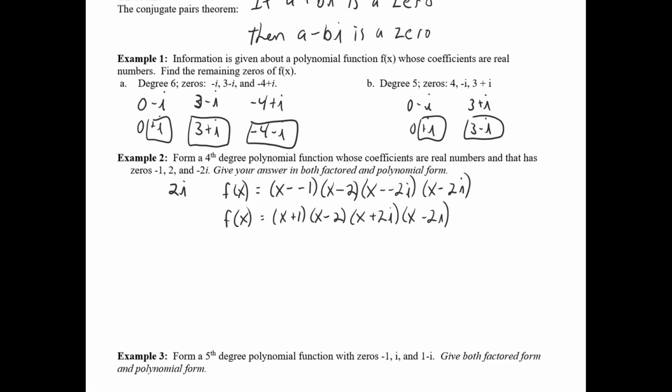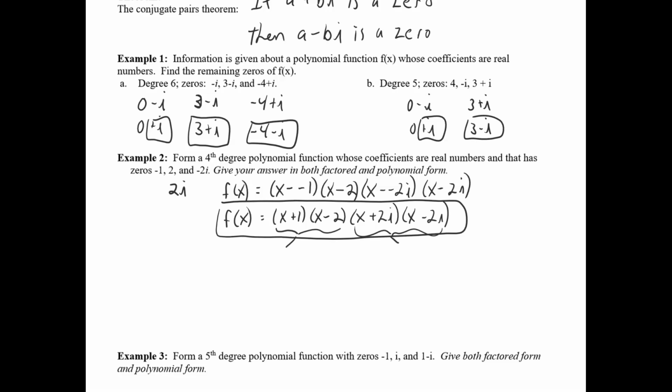Let's go ahead and do that first because we want it in factored form, which is what we're looking at, and we want it in polynomial form, which means we just have to practice our multiplying and multiply all this out. So I'm going to multiply these two first and these two first because I know that I'm going to get cancellations if I do that.